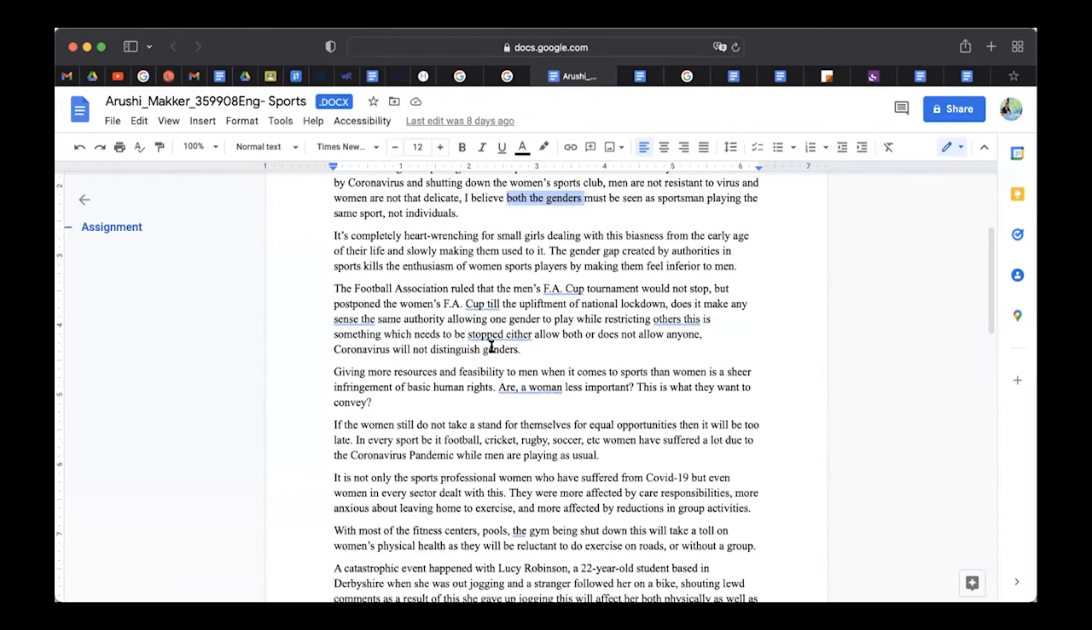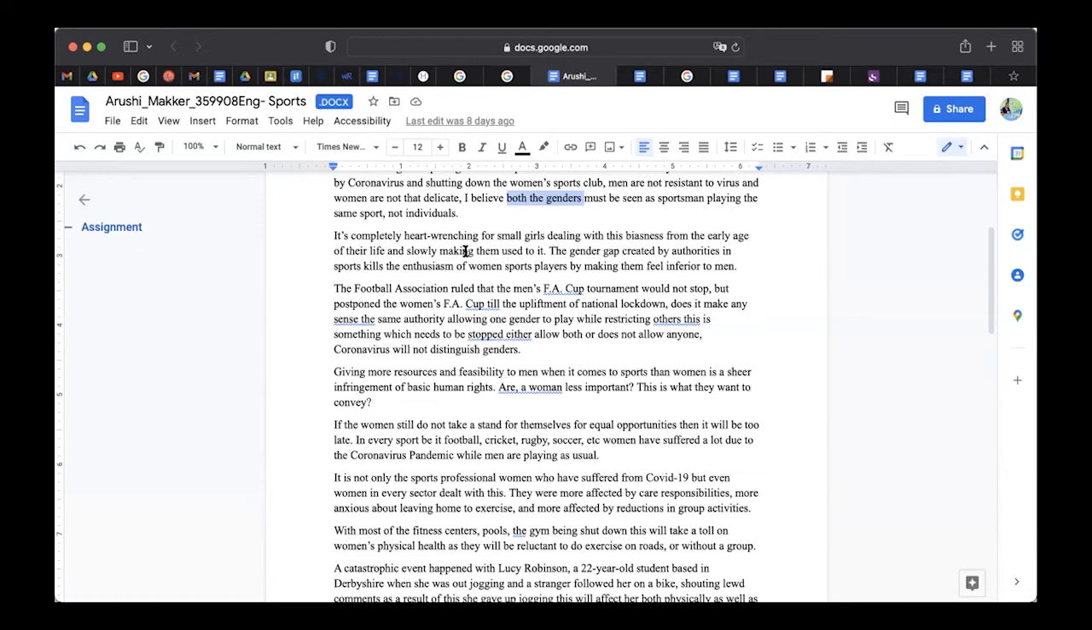I'm just trying to paraphrase the tidbits of the language, not trying to change it a lot, but suggesting where at least simpler terms can be used. The Football Association ruled that the men's FA Cup tournament, I'm not sure what that FA stands for, would not stop, but postponed the Women's FA Cup. The Football Association ruled that the Men's Football Association Cup tournament would not stop.